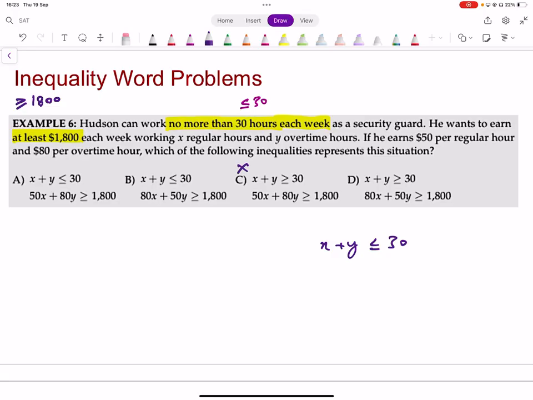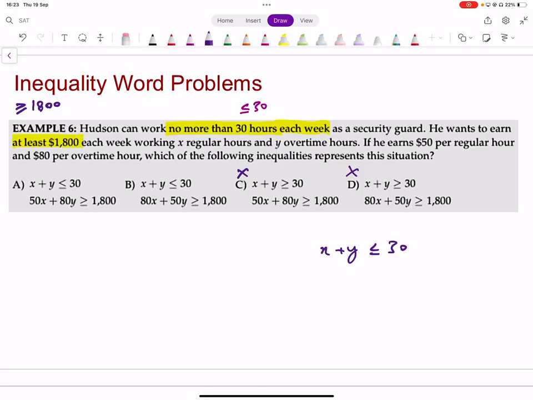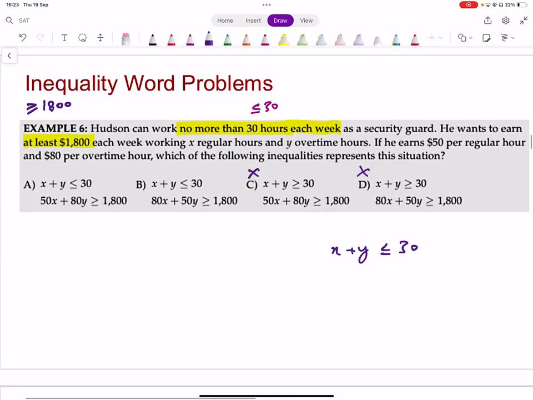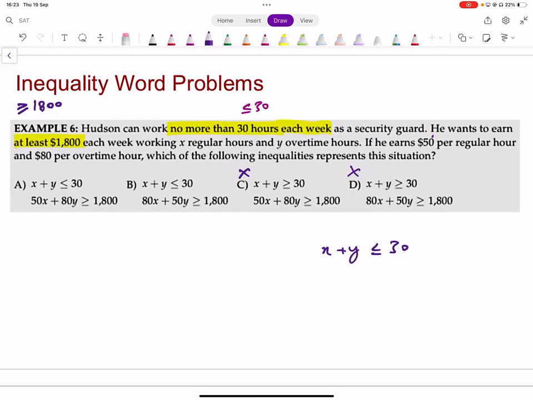That means C and D are not possible. Okay, so those choices are eliminated. Now it's either A or B. Now what's the difference? Both of them have greater than or equal to 1800. Now X regular hours and a regular hour is giving him $50. That means it's going to be 50 times X for the amount earned for each regular hour and 80 times Y for the amount earned for each overtime hour. This number has to be greater than or equal to 1800, so that's A. Is this all right? No problems? Okay, let's move on.